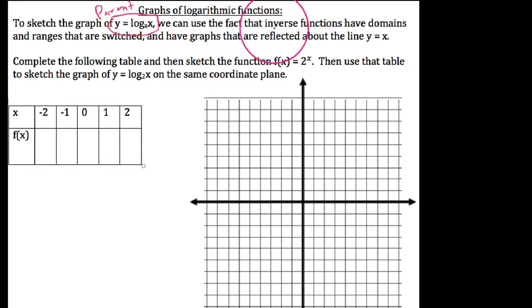We can use the fact that inverse functions have domains and ranges that are switched, okay? So the x and y values are switched, and they have graphs that are reflected about the line y equals x. Recall that any inverse functions are reflected about this identity function, okay?